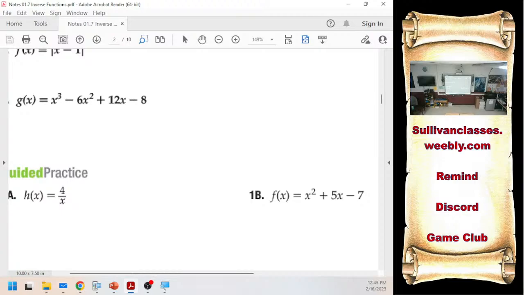This should be pretty quick, right? Yeah. It's a parabola. Parabolas fail the horizontal line test, so the inverse function doesn't exist. The inverse won't exist. What does this one look like?